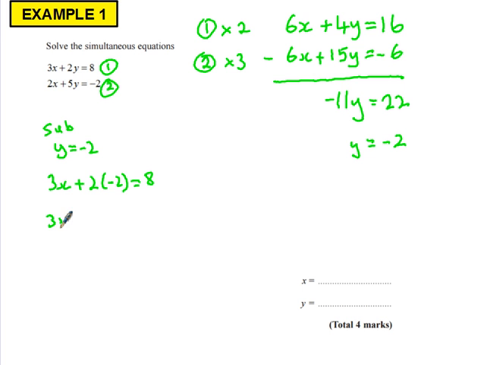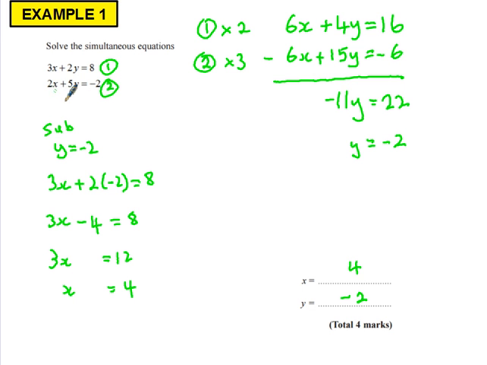So 3x plus 2 times negative 2 is minus 4, equals 8. Add 4 to both sides, get 3x equals 12. Divide both sides by 3 and we get x equals 4. So if I've done this correctly, the answer should be x equals 4 and y equals negative 2.